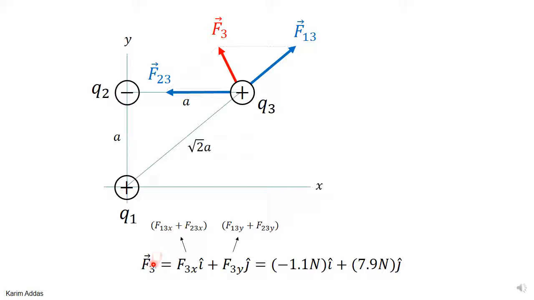So to summarize, the force on 3 due to both charges is the force on 3, the x component in the i direction, plus the force on 3, the y component in the j direction. And to get the x component, you get the x component of the force on 3 due to 1 and 2, you add them. To get the y component, you add the y components due to 1 and due to 2 on 3. And so you get exactly the same answer as before.